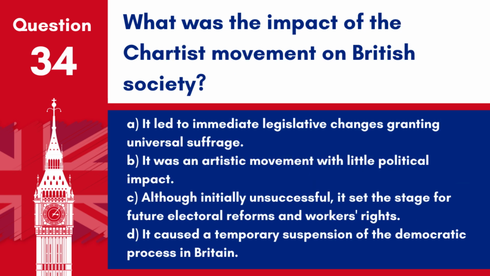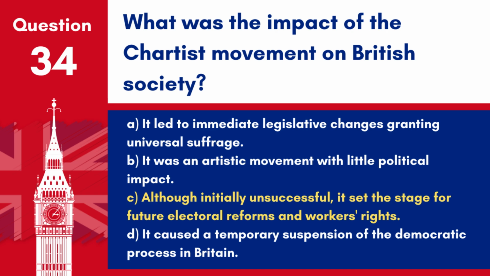Question 34. What was the impact of the Chartist movement on British society? A. It led to immediate legislative changes granting universal suffrage. B. It was an artistic movement with little political impact. C. Although initially unsuccessful, it set the stage for future electoral reforms and workers' rights. D. It caused a temporary suspension of the democratic process in Britain.